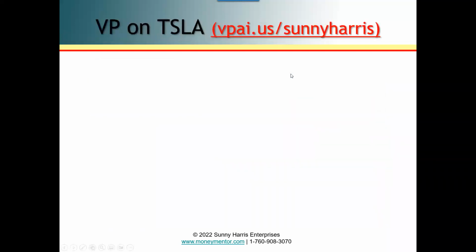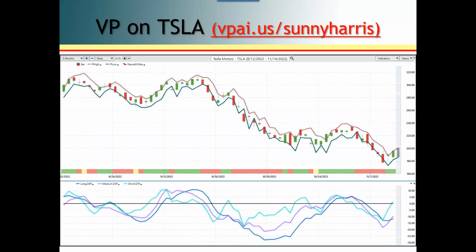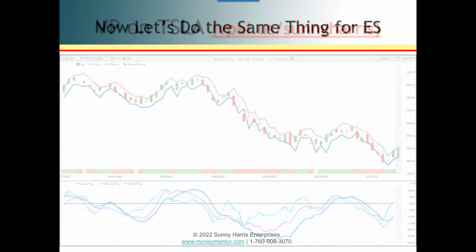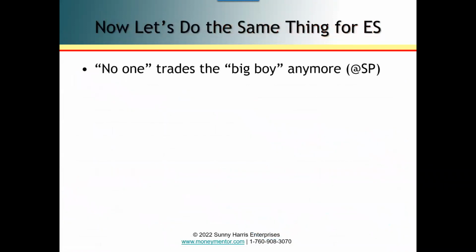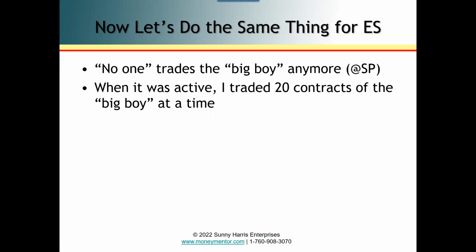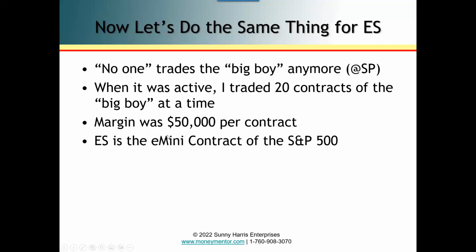And here's what Vantage Point said yesterday about Tesla's direction today. So you see that they're looking for an outside bar, up, but outside. Let's do the same thing in the ES. No one trades the big boy anymore, the S&P. When it was active, I traded 20 contracts at a time. The margin was 50 grand per contract. These are the good old days.